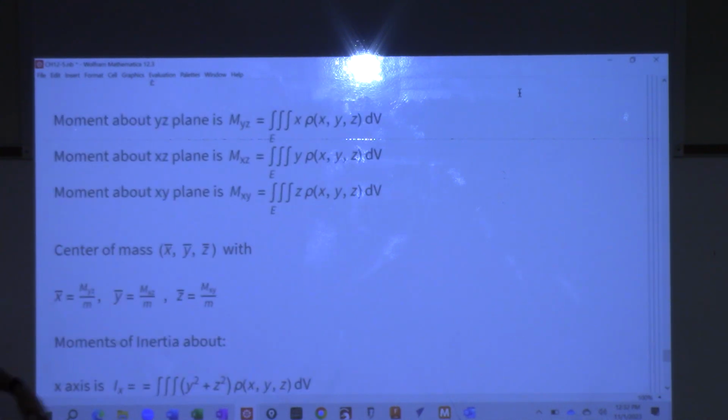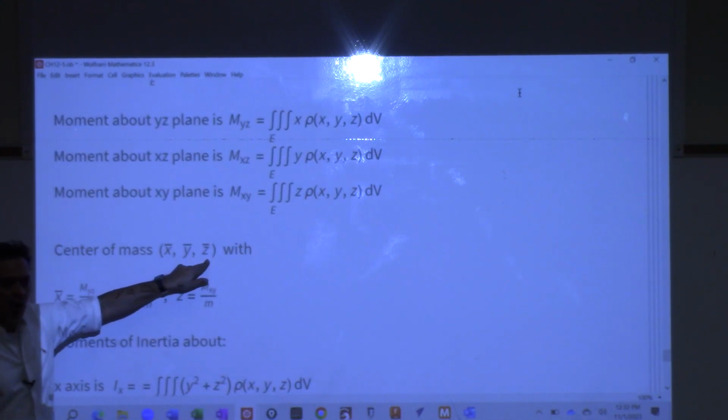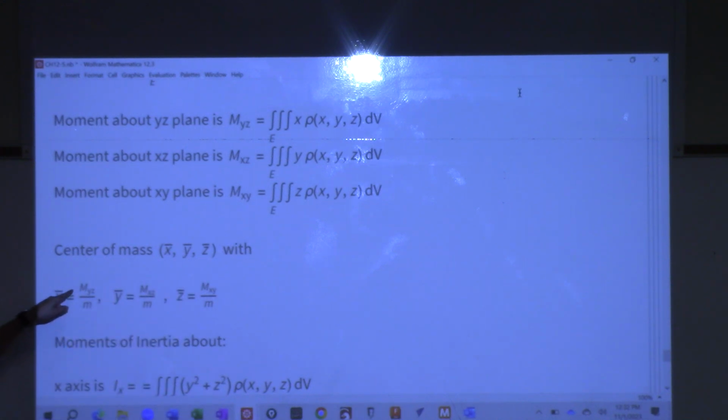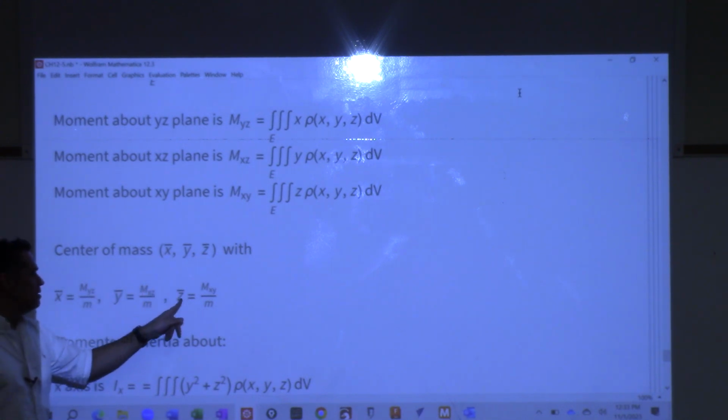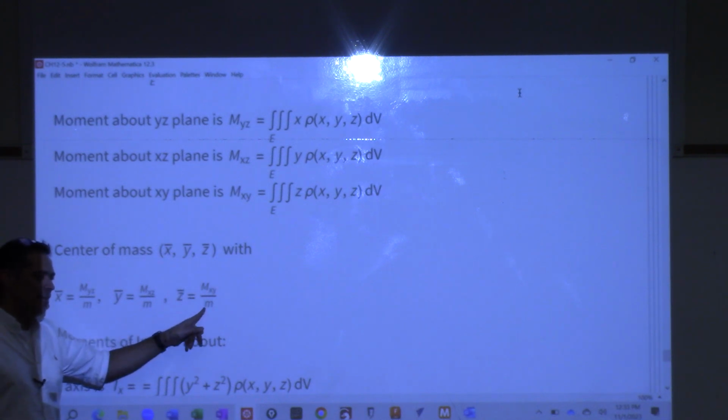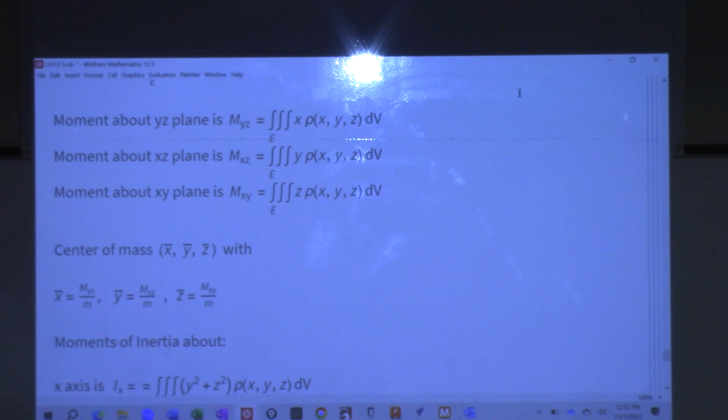Now, to get your x bar, y bar, z bar, you do the moment about the yz plane over the mass. To find y bar, you do the moment about the xz plane over the mass. For z bar, the moment about the xy plane over the mass. So how many triple integrals do you have to do to find the center of mass of something? Four. You need the mass, then you need the three moments.